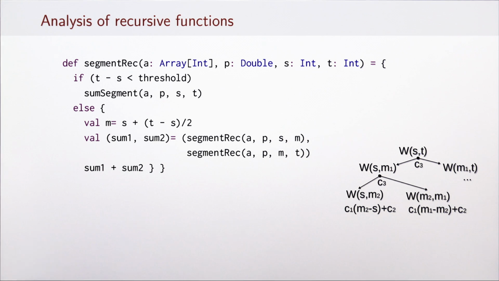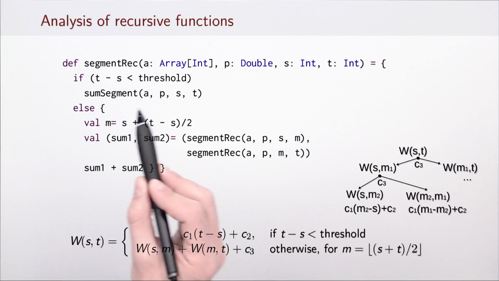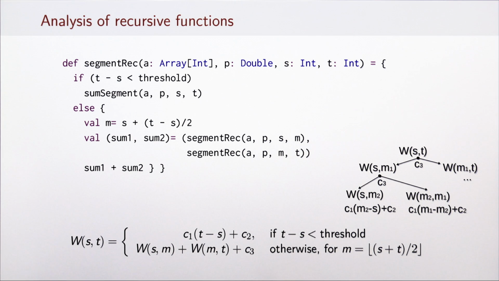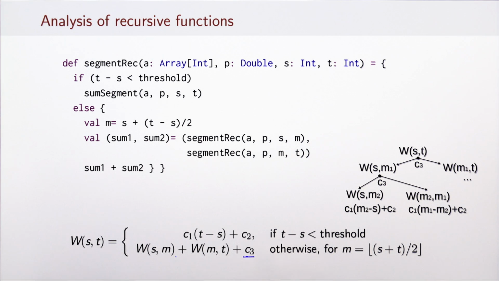This description allows us to also write down and analyze the running time of the function. We can describe the running time using the following recurrence equation. When t minus s is below the threshold, then the work, denoted by W, that this function performs is this linear expression, because it simply reduces to sum segment whose cost we have already determined. And otherwise, it equals the sum of the costs of two recursive calls, because we need to compute both of them, and we are doing this sequentially, plus some constant overhead corresponding to these other operations that we are performing, as well as some cost for performing the recursive calls.